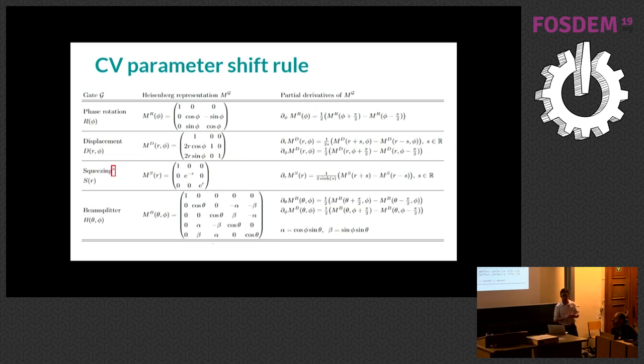One thing I will note, though, is that we currently don't have an efficient parameter shift rule for non-Gaussian CV gates, so the Kerr gate and the cubic phase gate.